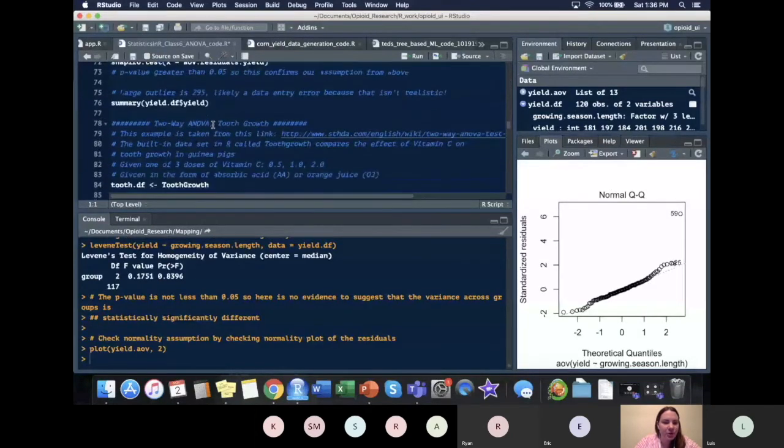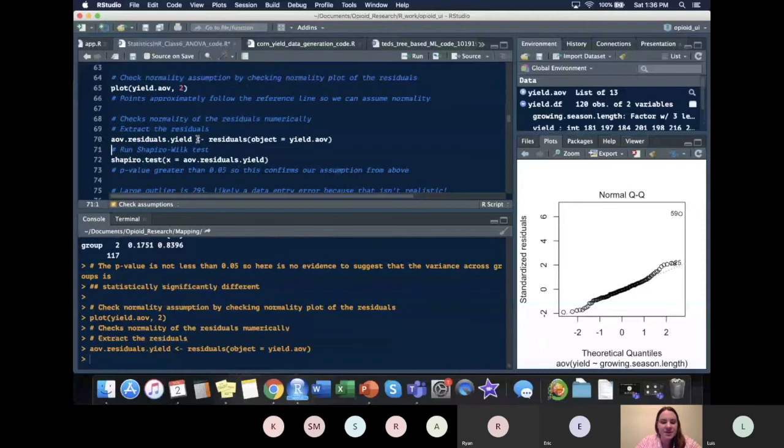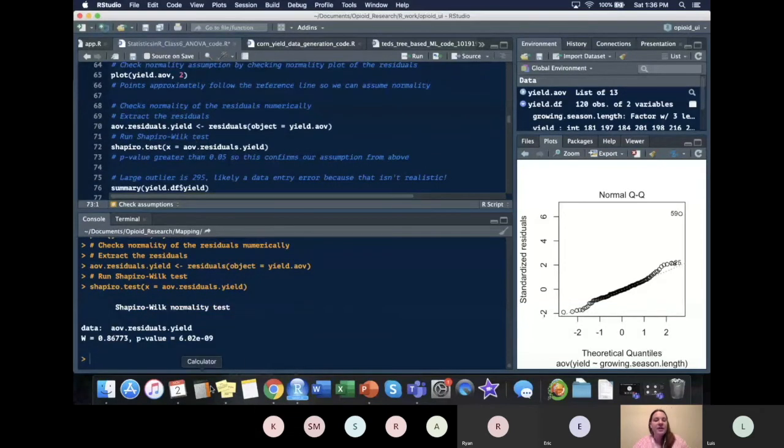Going down to Shapiro-Wilk here. We're going to take those residuals. You'll see here that our p-value is basically 0. That's what it's showing here. So that one point all the way up here changed our p-value from 0.15 basically to basically 0.